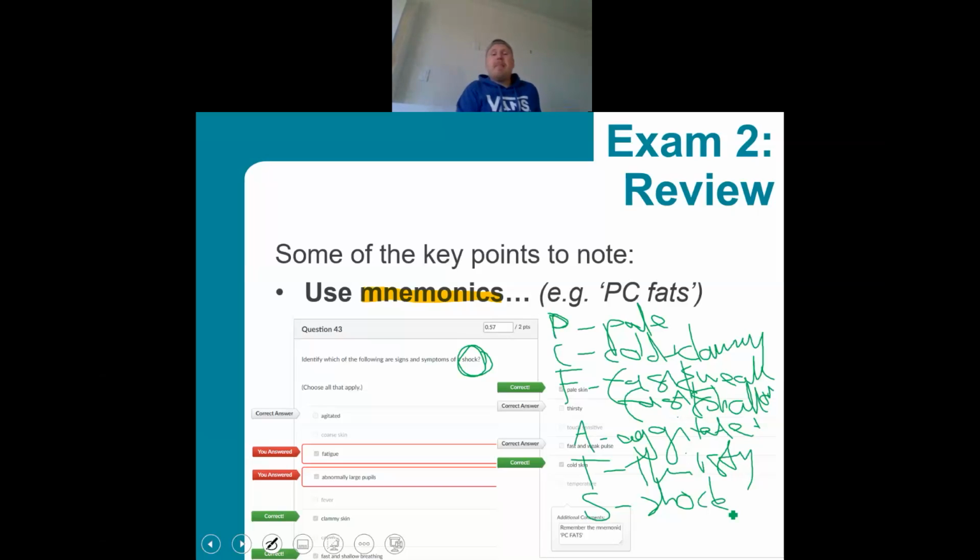So again, when you have a big list of things to identify, it does help when you have a mnemonic so you know exactly those terms that you're going for. So I recommend using those as much as possible and making your own ones as well. Whatever helps you to remember things, go for it.